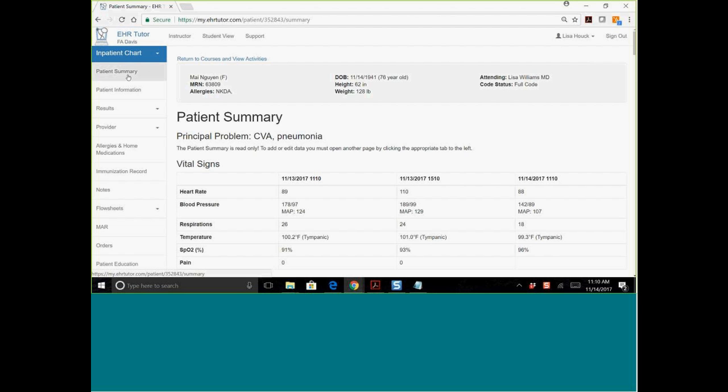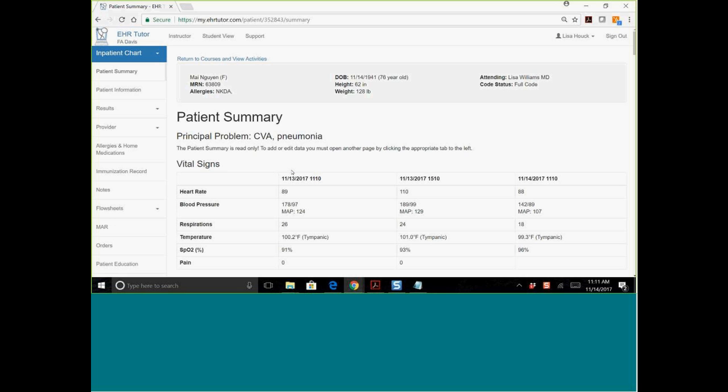Patient summary is the first tab that is open, and you'll see we have that here. We can see that this patient has a CVA, she has pneumonia. You can give your patients any principal problems. You can build your own patients. You can take a patient that we have built or F.A. Davis has built, and you can make a copy and tweak them. So if you wanted to give this patient, maybe a medical patient, a psych issue, you could add a psych issue to her and still use all the information that was built on her.